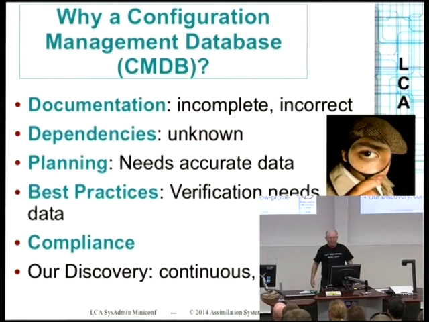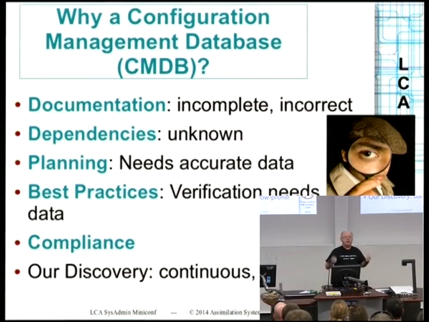One person. Okay, if it's incomplete and incorrect, then maybe we can do a better job by having it be automatically created and updated all the time. How many of you think you know all the dependencies between your pieces? So we also discover dependencies. It's not perfect, but the ones we discover are real, and you might not know about them all. Planning, again, you need accurate data.